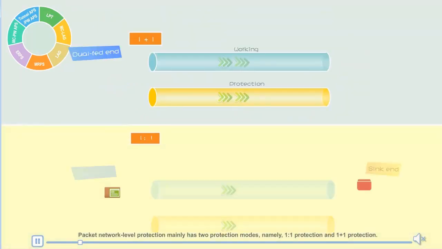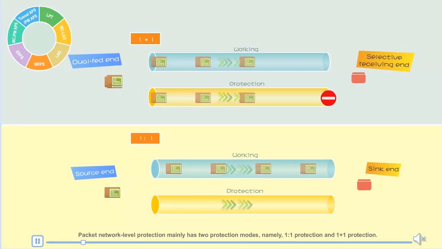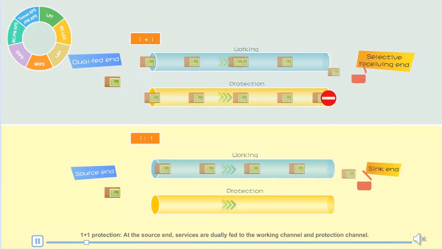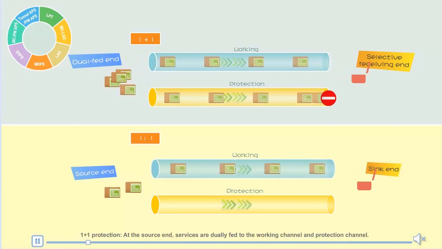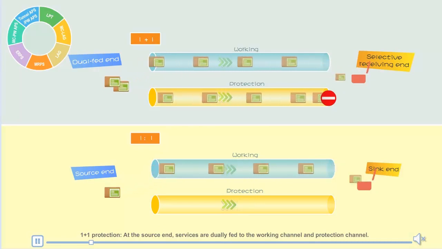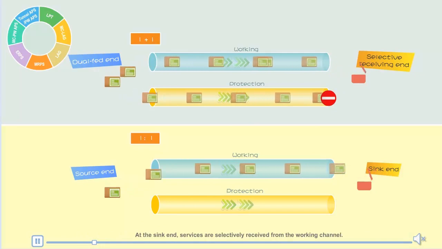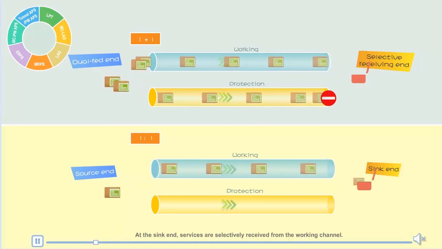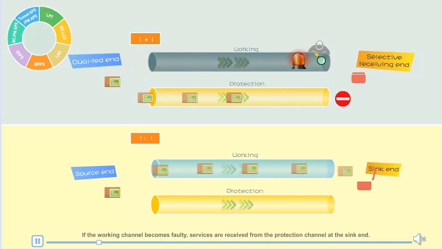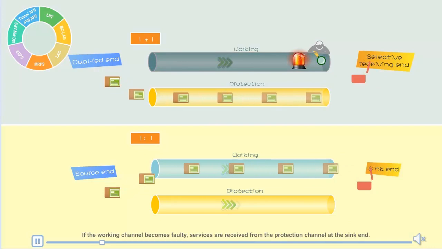Packet network level protection mainly has two protection modes, namely 1-to-1 protection and 1+1 protection. 1+1 protection: at the source end, services are dually fed to the working channel and protection channel. At the sink end, services are selectively received from the working channel. If the working channel becomes faulty, services are received from the protection channel at the sink end.